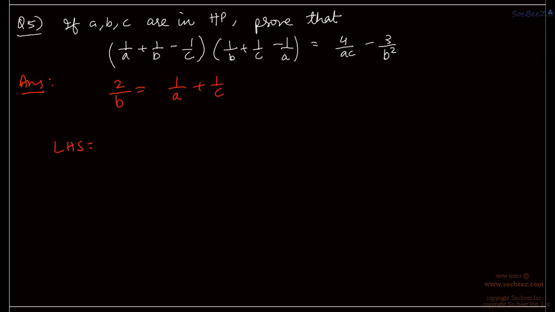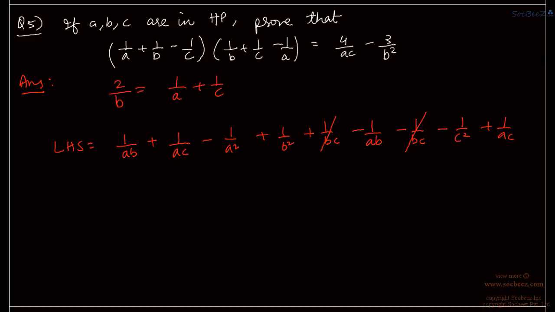Now I expand the left hand side. The complete expansion gives me 1 by ab plus 1 by ac minus 1 by a squared plus 1 by b squared plus 1 by bc minus 1 by ab minus 1 by bc minus 1 by c squared plus 1 by ac. Let's simplify this. Here 1 by bc and minus 1 by bc cancel. Now let us regroup all the terms. There is also another term which is cancelled, 1 by ab and minus 1 by ab. You have 1 by b squared here plus 2 by ac minus 1 by a squared minus 1 by c squared.